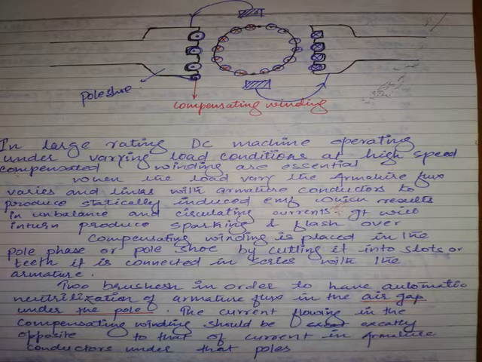Now the concept is the design of the compensating winding. You can't simply place four or five conductors, whatever you require. It should follow some criteria. What is the criteria? The idea of placing the compensating winding under this pole is to exactly nullify this flux. First, we'll calculate what the total armature flux is.